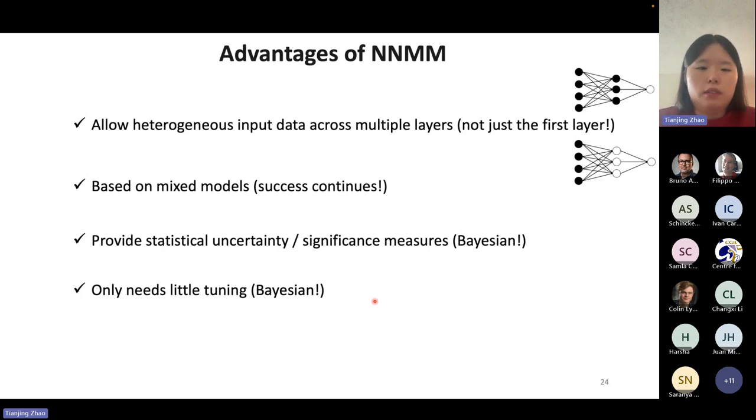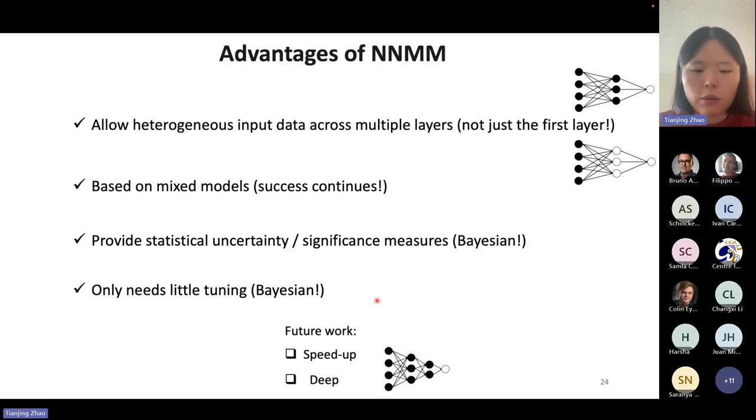And also other software needs many tunings for hyperparameters. But in Bayesian, we will sample those unknowns, so we only need very little tuning. And currently we are speeding up NMM in both algorithm and hardware. For the algorithm, we are developing a more scalable algorithm, so NMM can be applied to very large data sets. And for hardware, we are testing GPU computing. In the future, we also plan to add more layers to NMM. So now we have one middle layer. For example, we can have genotypes to gene expression, then to protein expression, right?